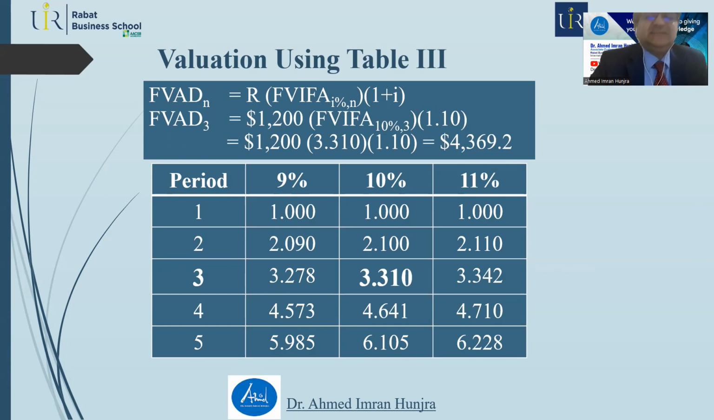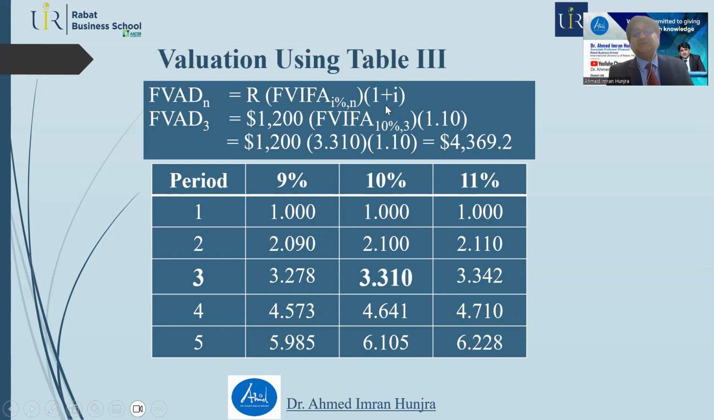So it has the same formula as we did for ordinary annuity. What we need to do is simply multiply by 1 plus I. In this case we have 1200, the series of equal payments. We have the future value interest factor of annuity at 10% for 3 years. Its interest factor is 3.310, but multiply by 1 plus I.